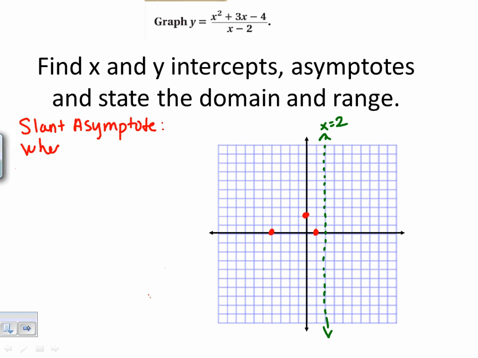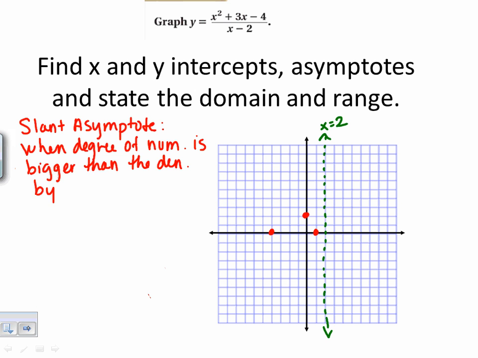A slant asymptote could be any kind of linear asymptote, and this is going to happen when the degree of the numerator is bigger than the denominator by 1. Okay? So when that degree is only bigger by 1. So I'm looking and I see, well, this degree is 2 and this degree is 1. So yes, 2 is bigger by 1. When this happens, you're going to divide.